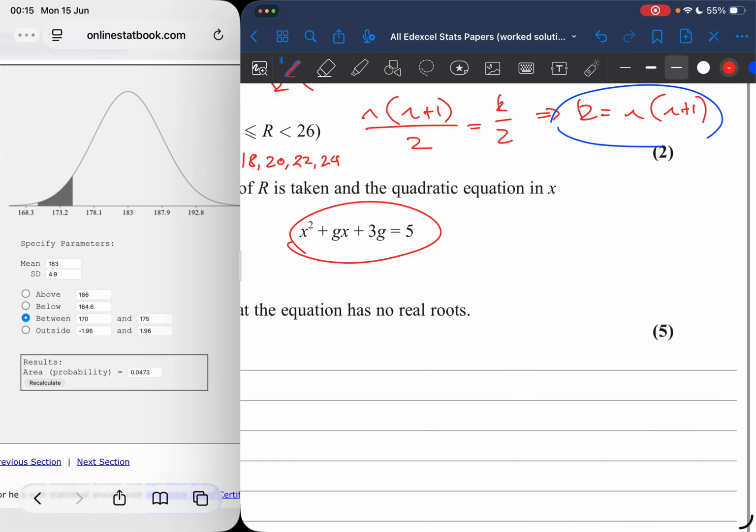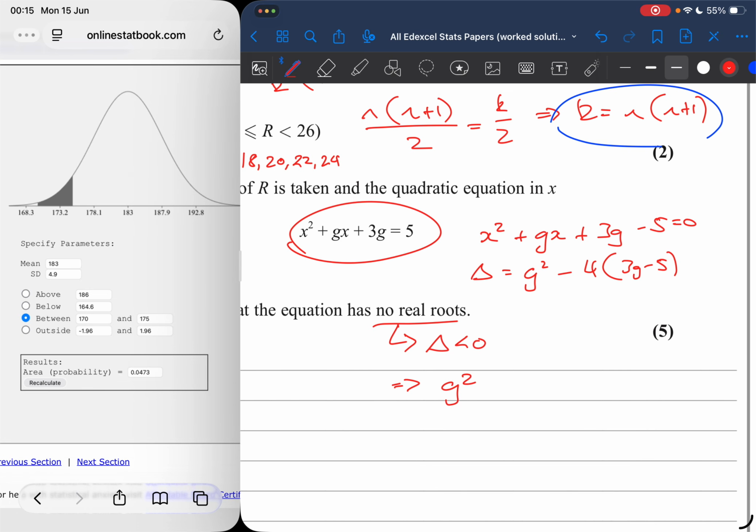Okay. This is a quadratic. Let's rewrite it equal to 0. X squared plus gx plus 3g minus 5 equals 0. This we want to do the discriminant of. Discriminant is negative. So what's the discriminant of this? B is g, so g squared, minus 4 times a of 1 times c of all that stuff in the end. Yeah, 3g minus 5. Okay, lovely.